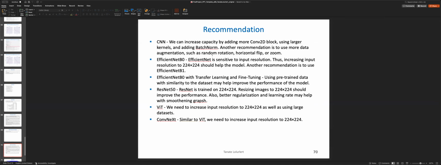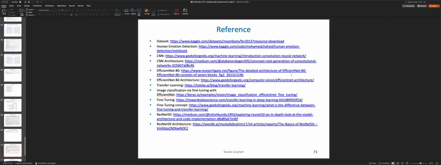We have some recommendations: for CNN, we can improve it by adding some more blocks, and we can improve the resolution for the other models. This is the reference.